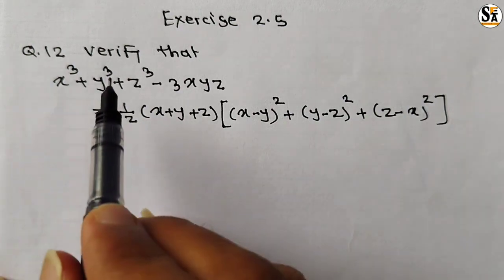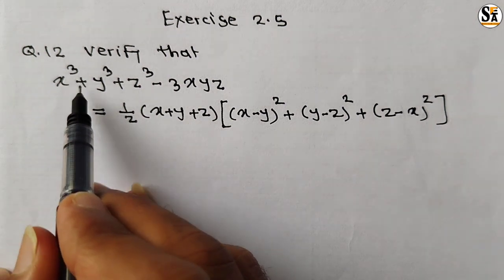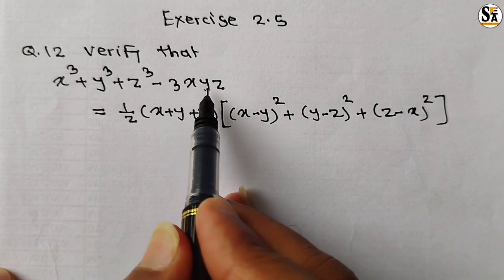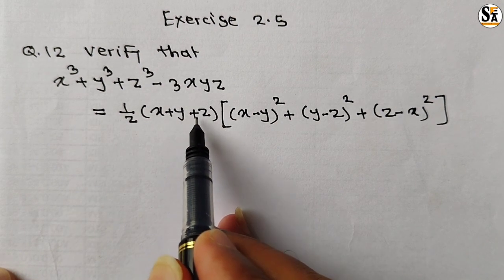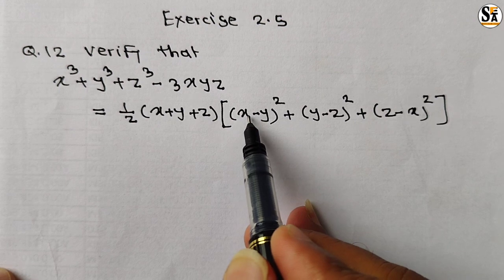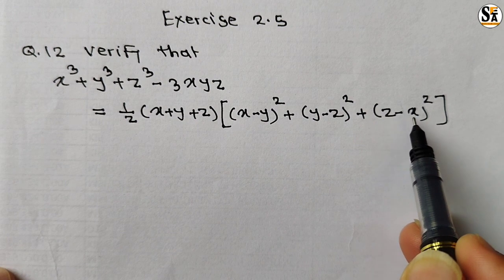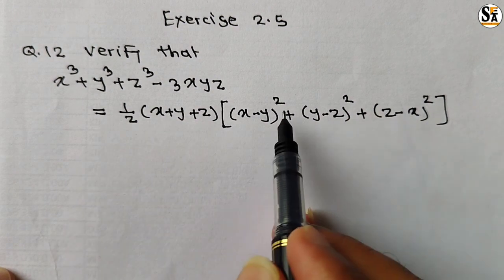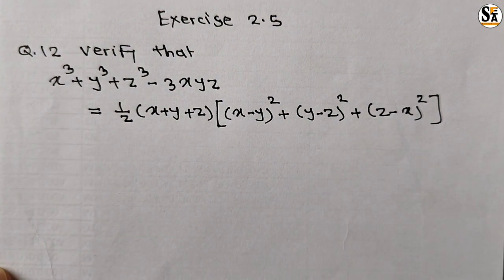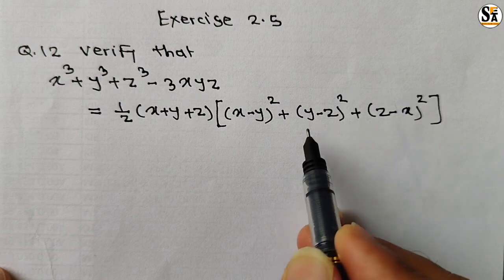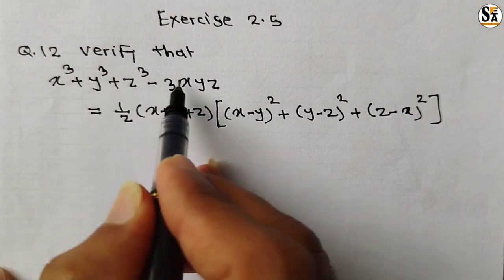Now see question number 12 of exercise 2.5. Verify that x cube plus y cube plus z cube minus 3xyz is equal to 1 by 2 into the bracket x plus y plus z bracket complete, in the second bracket x minus y bracket square plus y minus z bracket square plus z minus x bracket square. Here, to verify this equation as true, we have to solve this right hand side. So, we will solve the right hand side, and that answer must be this one. Then only we can say this is verified.